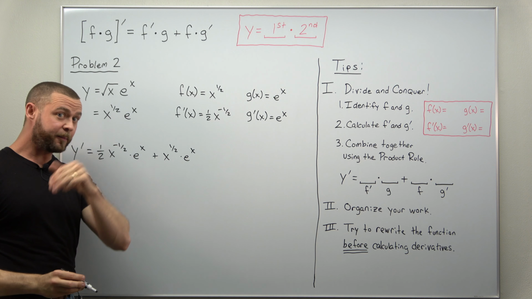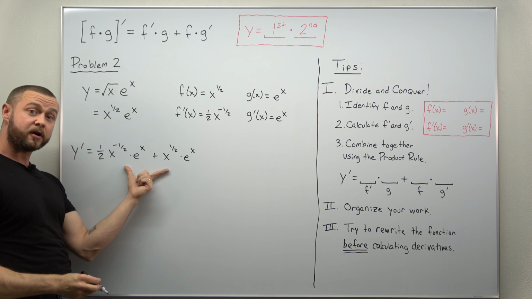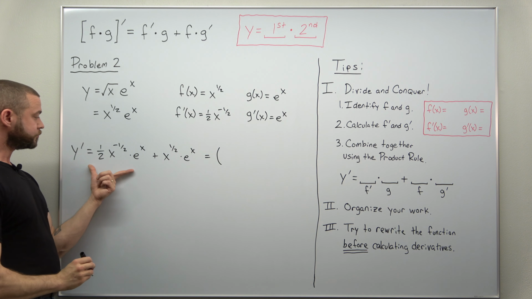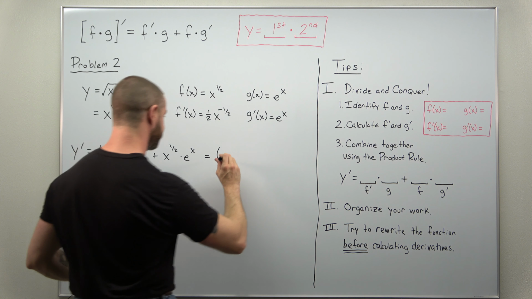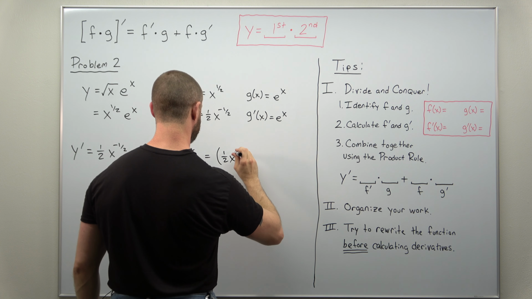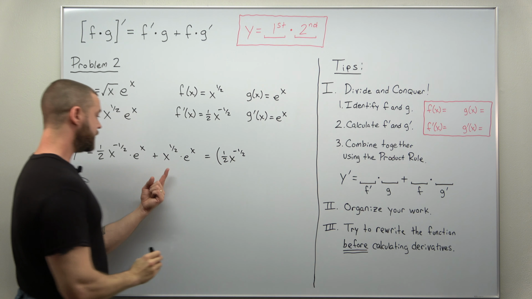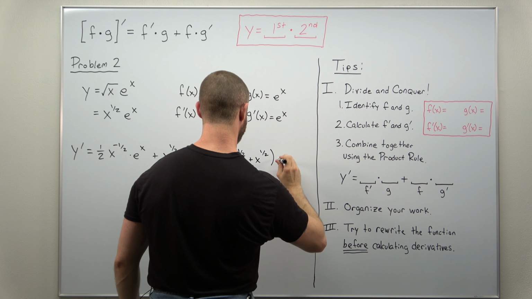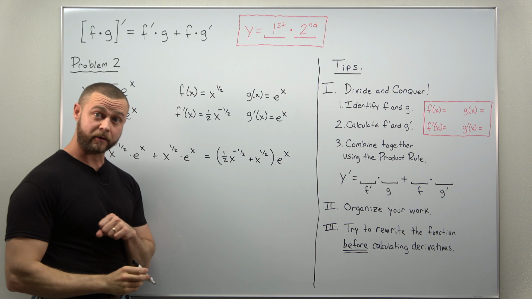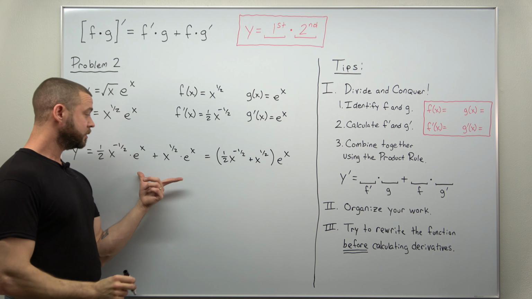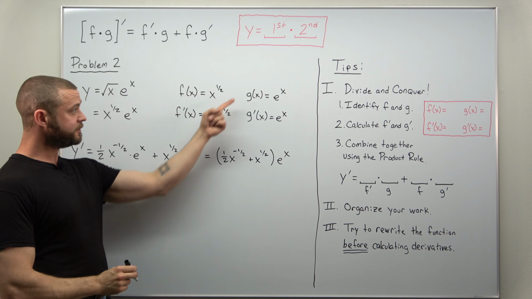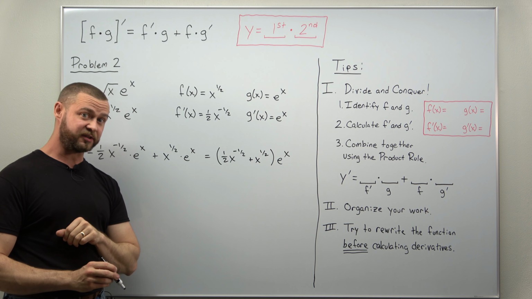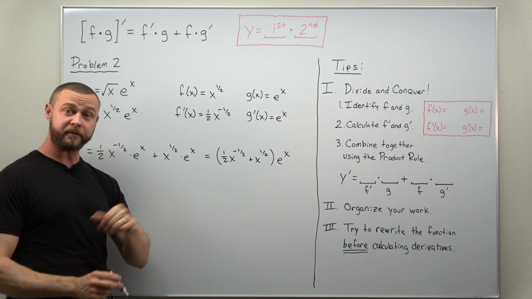All right, now like example 1 or problem 1, you can here factor out e to the x. So let's go ahead and do that. And what you'll get is 1/2 times x to the negative 1/2 and then plus x to the 1/2 power. And we have our factor of e to the x at the end there on the outside. And there we go. Not too bad to calculate the derivative here. The individual derivatives, f prime and g prime, were very simple to calculate just with power rule and another basic differentiation rule. And it's really easy to simplify here.